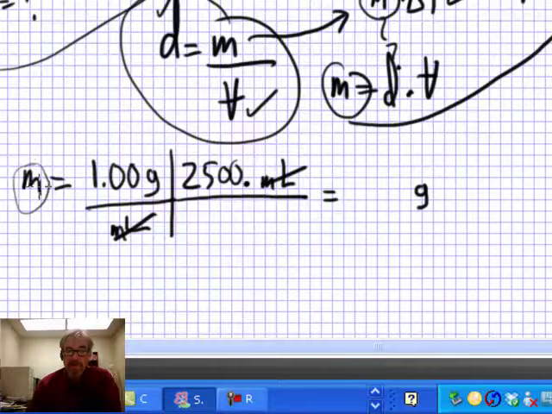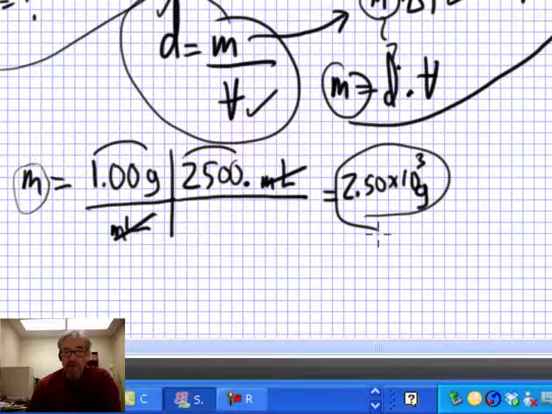So now I'll do my arithmetic. 1 times 2,500 is 2,500, but I've only got 3 significant figures here. So even though I have 4 in 2,500, I've got to round to 3 significant figures. Well, there's no way I can write that without using scientific notation, so it's got to be 2.50 times 10 to the third grams to report the right number of sig figs.